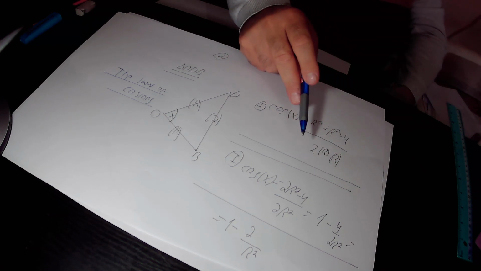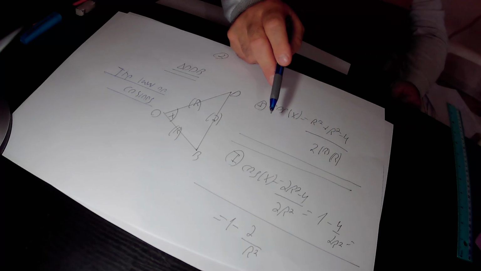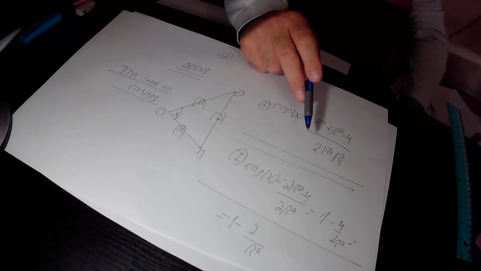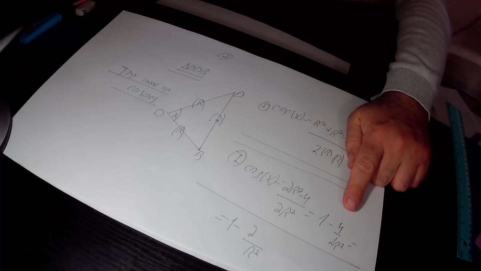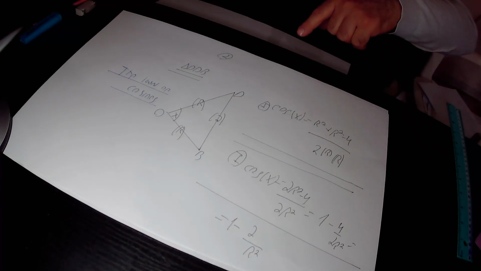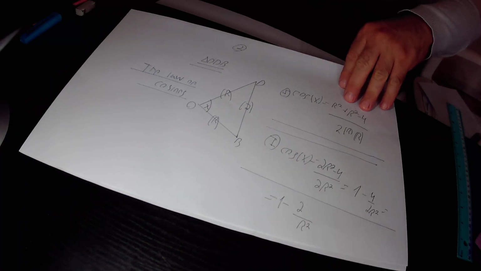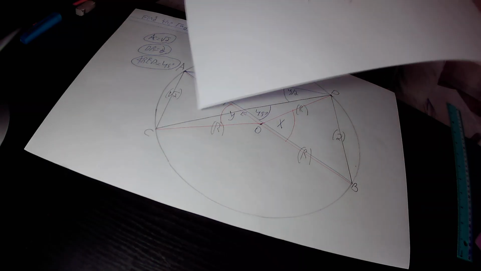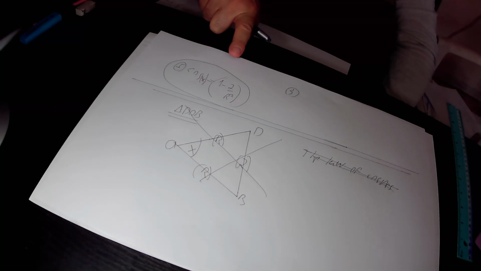2r squared over 2r squared is 1, and we also have minus 4 over 2r squared. So in conclusion, cosine x equals 1 minus 4 over 2r squared. Here we divided both the numerator and the denominator of this expression by 2, and found that minus 4 over 2 is minus 2, and 2r squared over 2 is r squared. So in conclusion, cosine x equals 1 minus 2 over r squared, according to equation 1.